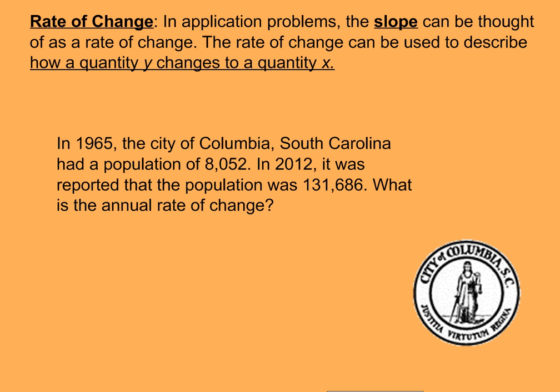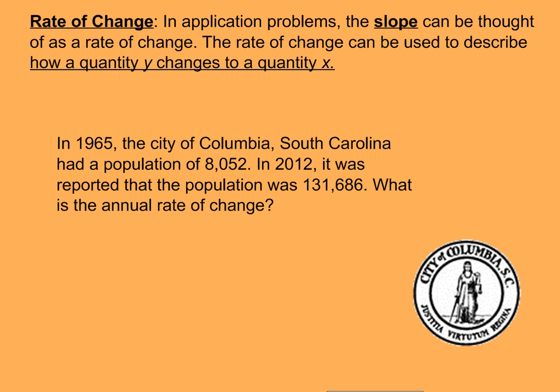Okay, so in application problems, the slope is often thought of as a rate of change. How fast are you changing over what span of time usually? Time can be measured in minutes, hours, years, doesn't matter. So in 1965, the city of Columbia, South Carolina had a population of 8,052. In 2012, it was reported that the population was 131,686. What is the annual rate of change?